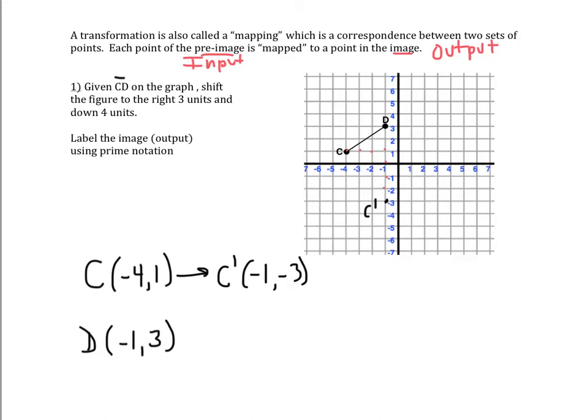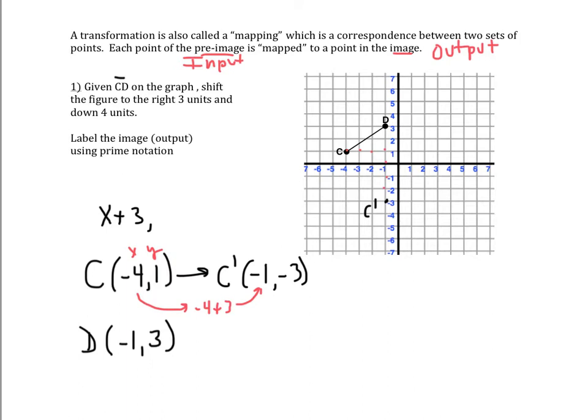Now check it out. Our rule said that we had to shift the figure to the right 3 units. Going to the right 3 means that we're going along the x-axis. So we're adding 3 to the x value. And check out your coordinates. Remember that we always write points x, comma, y. So if we take -4 and we add 3, we do get -1. So that's exactly what happened.